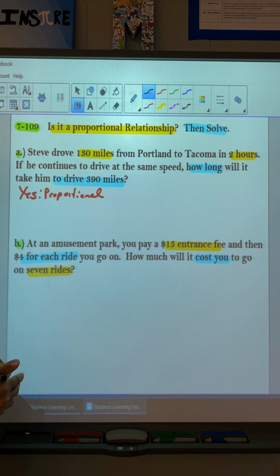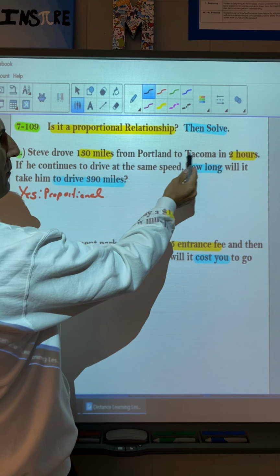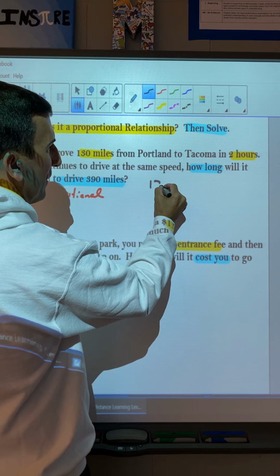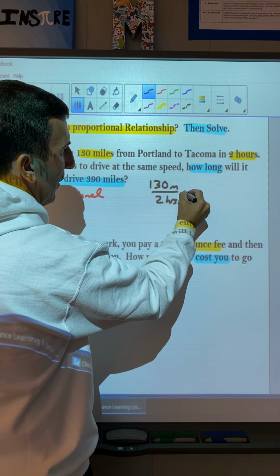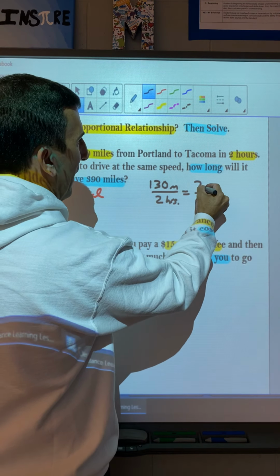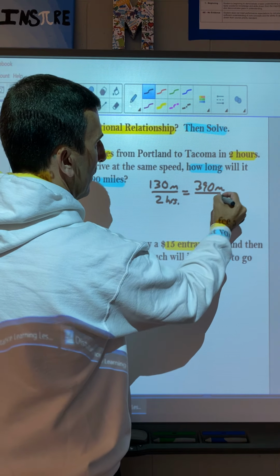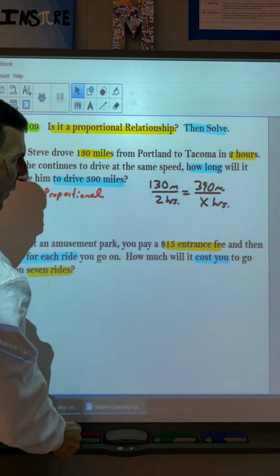Now we gotta set it up and solve. So let's do it just how we were taught. I have 130 miles in 2 hours, so 130 miles over 2 hours, and that's gotta be equal to 390 miles over x hours, because we don't know the hours.